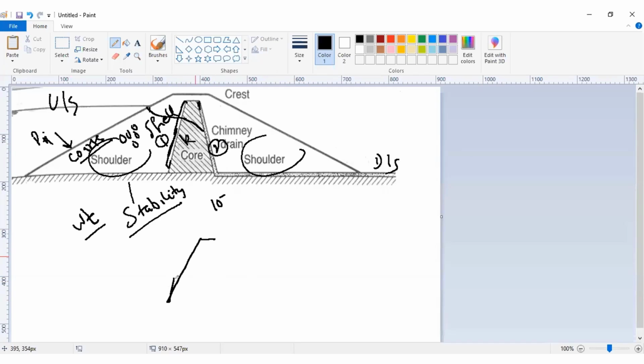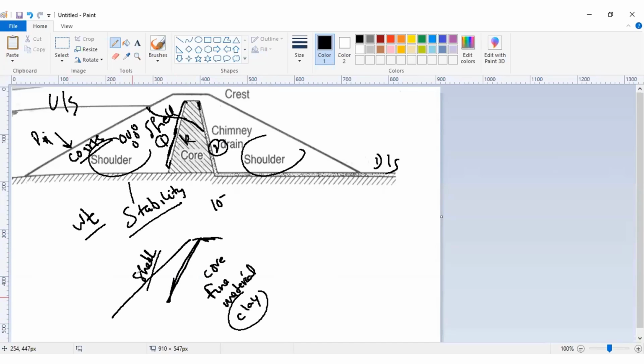and this is a shell. So this is a shell, this is a core. You know that this core material is a fine material. It can be clay, and this is the shell material, which is a bulky material. It is a coarse material which can be gravel or of that size.